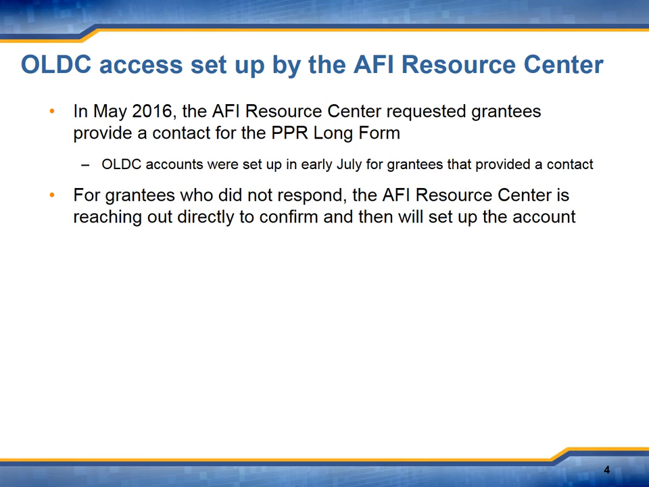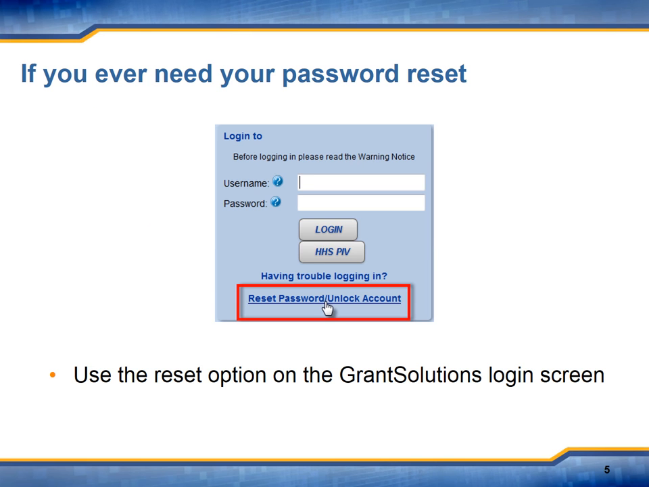On July 6th and 7th, the AFI Resource Center created OLDC accounts for those grantees that provided a contact. When the accounts were created, contacts received 2 system-generated emails from OLDC with a username and a temporary password. For grantees who did not respond, the AFI Resource Center is reaching out directly to confirm primary data contacts. Please respond as soon as possible so as not to delay getting into OLDC. If you need your password reset, use the Reset Password/Unlock Account option on the Grant Solutions login screen.